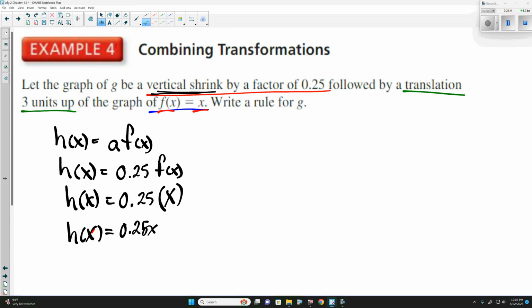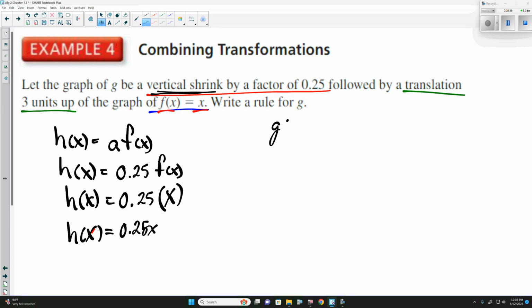Guys, focus in. Any questions on how we applied the first transformation? Now, we have a second transformation, a translation of 3 units up. And when we talked about these originally, up and down, our vertical translations, we used f of x plus k.